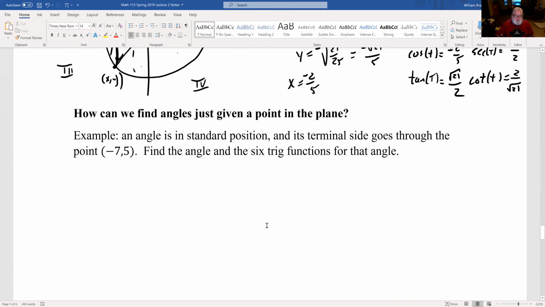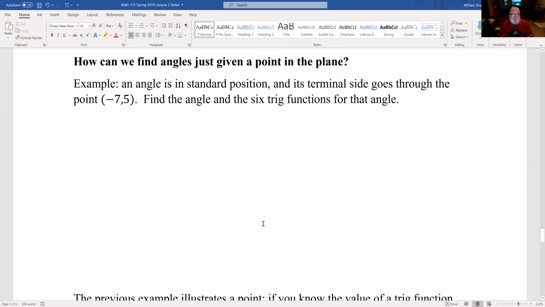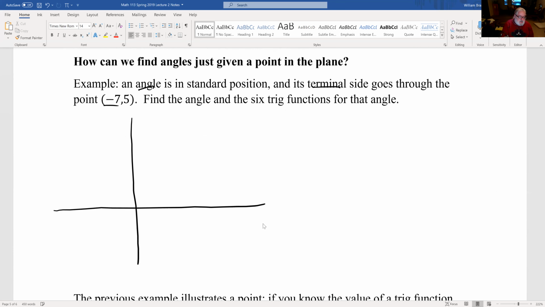Great, so what happens if we just have a point in the plane? So an angle is in standard position, and its terminal side goes through this point. So what does that mean? If we draw this in the plane, -7 is over here, 5, so here's a point. Standard position means the positive x-axis is one side of my angle, and that's the initial side.